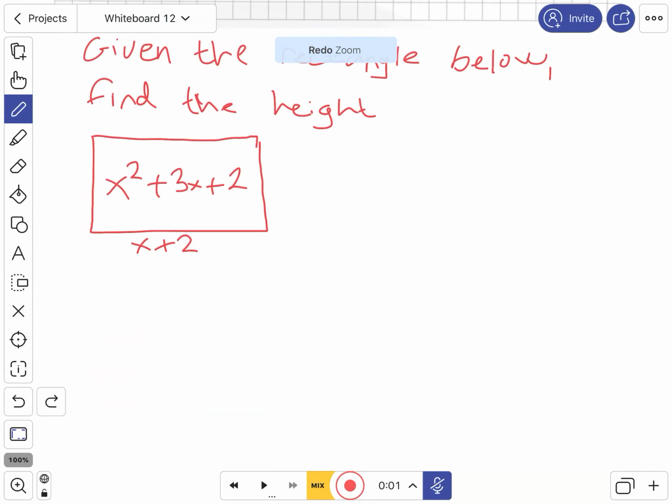So for this one, if I want to find this height here, I'm going to need to take this bit here and divide it by one of the sides, and that's going to give me my length, my height in the case that I want. So I'm really going to attempt to divide x squared plus 3x plus 2. I'm going to divide that by x plus 2. So when I start to do this, I'm going to draw my box out.